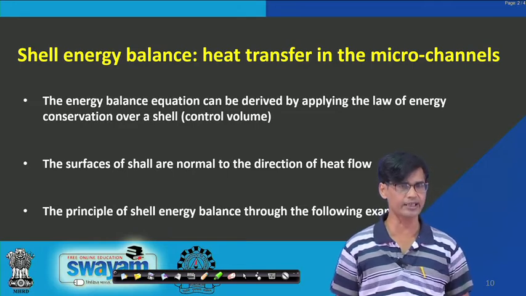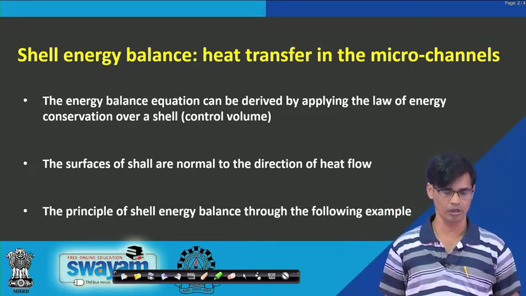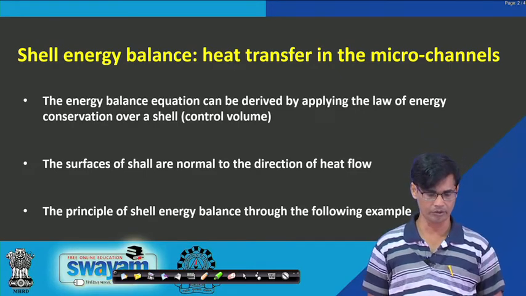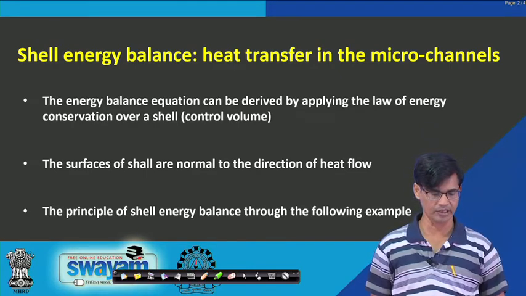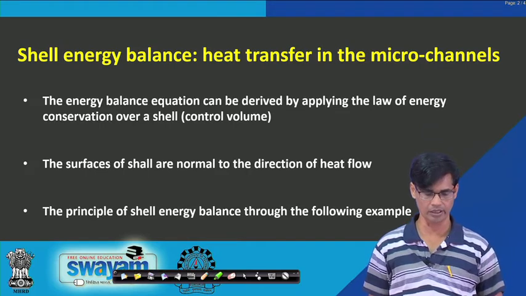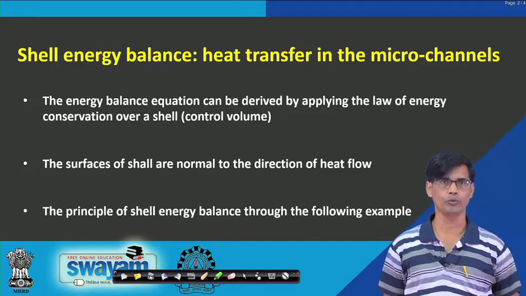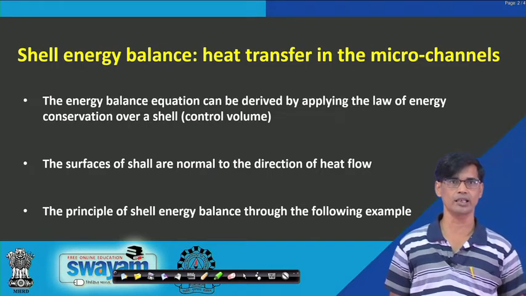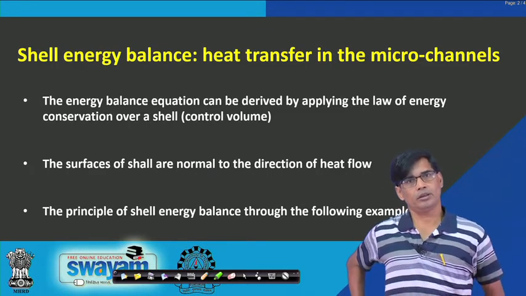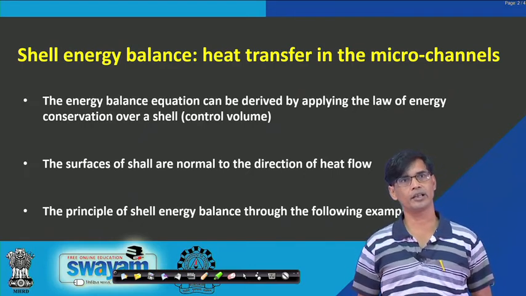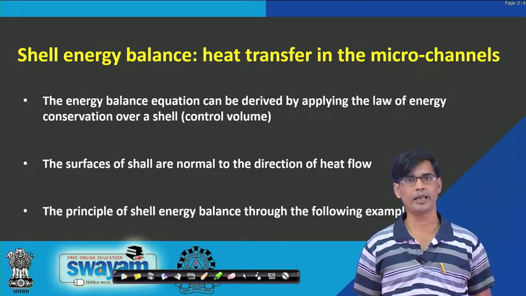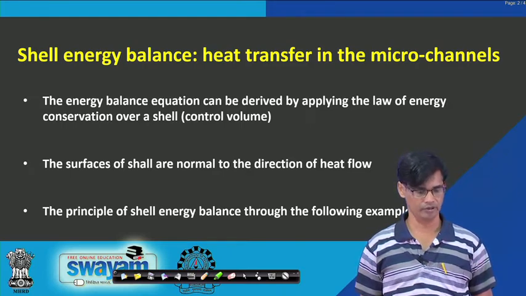Here, this shell balance is basically the fundamental approach, which is the unique approach of transport phenomena. We can use this approach to derive the energy balance equation, particularly by using the law of conservation principle. And we will show this case study also, how to do a shell energy balance in a micro channel. Micro channel is a very important part of our work, that I will tell later.